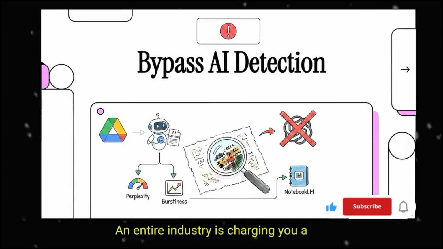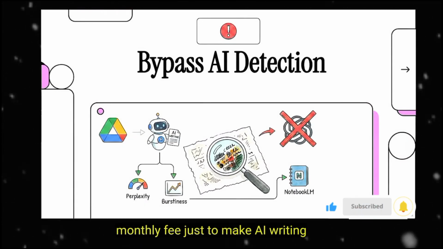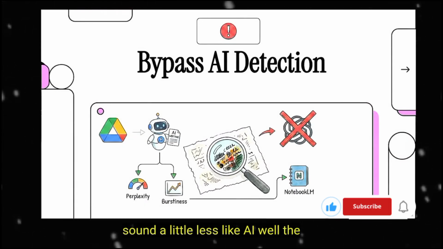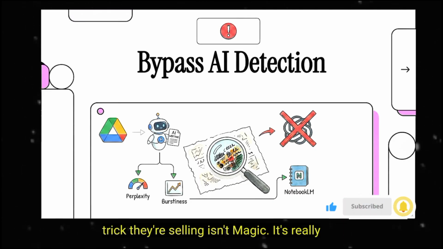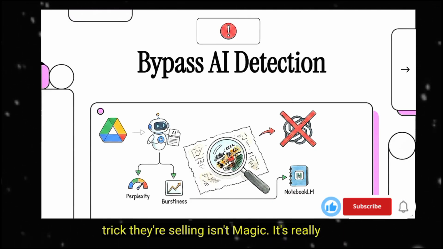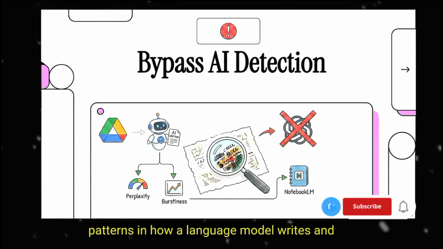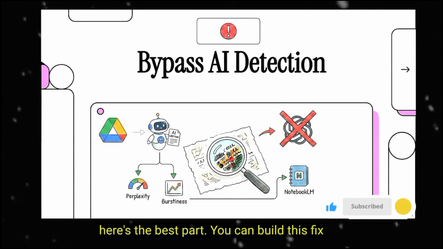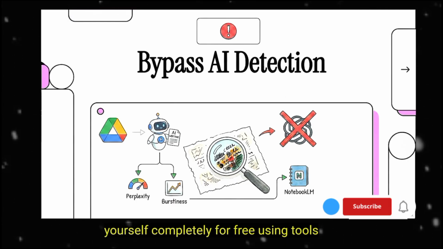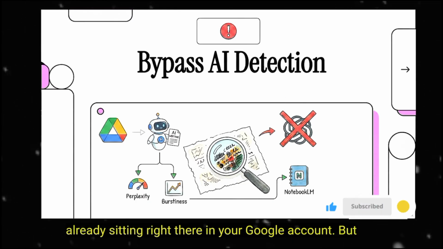An entire industry is charging you a monthly fee just to make AI writing sound a little less like AI. Well, the trick they're selling isn't magic. It's really just a way to manipulate two measurable patterns in how a language model writes. And here's the best part. You can build this fix yourself, completely for free, using tools already sitting right there in your Google account.